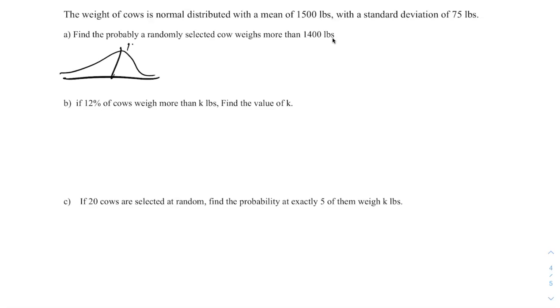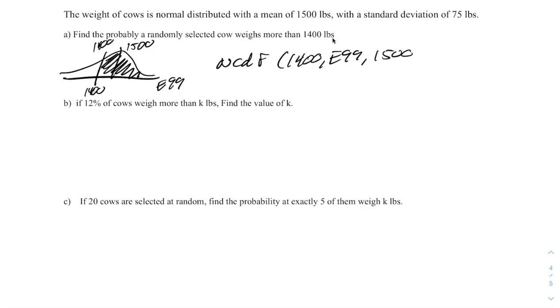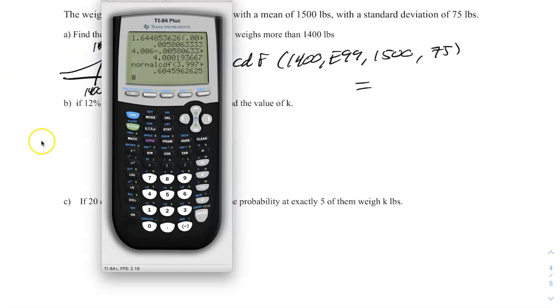So the mean is 1,500, and then we want more than 1,400, so over here somewhere, and I want more than that. So I'm going to go 1,400 to E99. This is a normal CDF problem, just straight out, what's the probability? I write this because this is what it looks like on the calculator. I don't think I'd be really expecting you to write that, but I do that to show you what it looks like on the calculator.